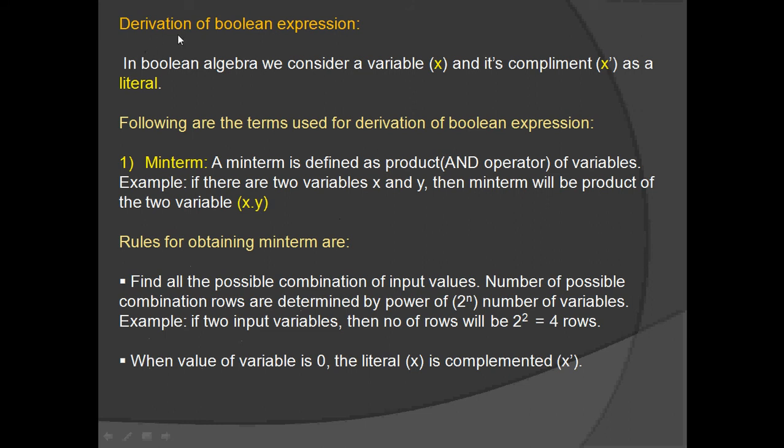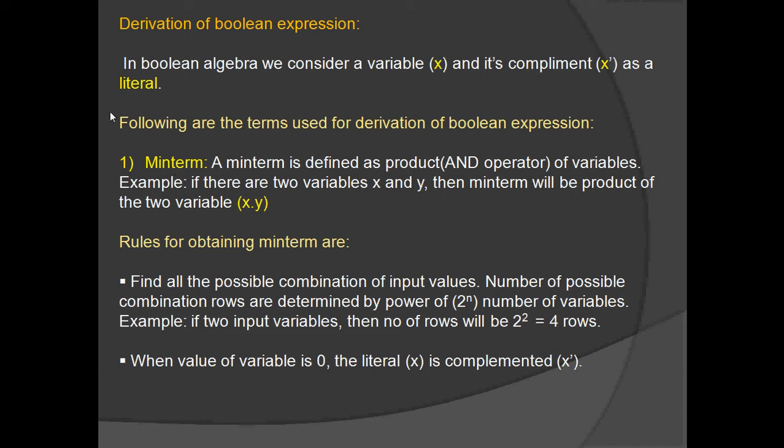Now, derivations of Boolean expression. In Boolean algebra, we consider a variable x and its complement, that is x complement, as a literal, right? Following are the terms used for derivation of Boolean expression. The first one is min term. We shall be using a lot of this min term, max term, shorthand notation, canonical form. So what are all these terms? We shall see one by one.